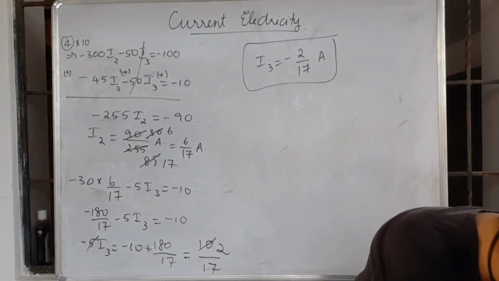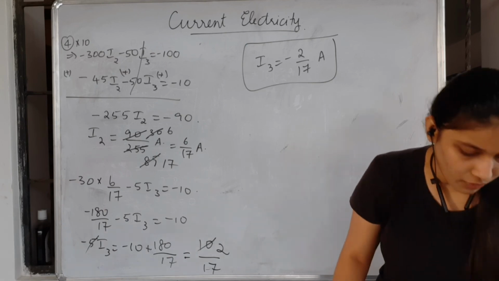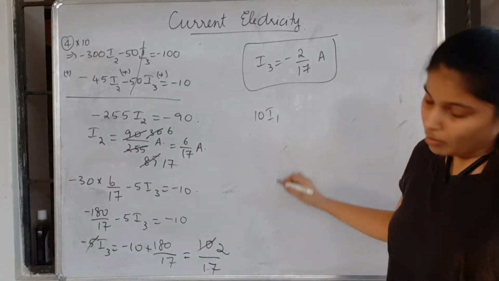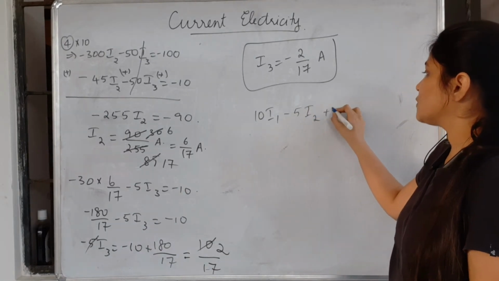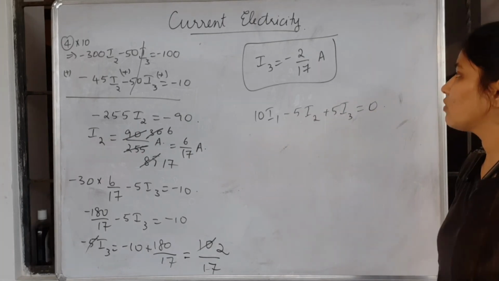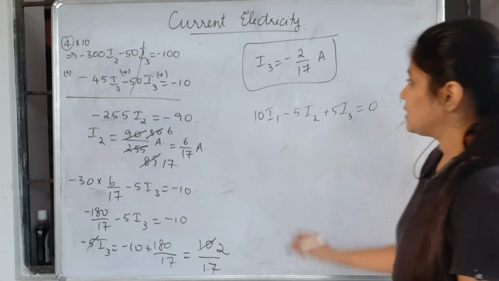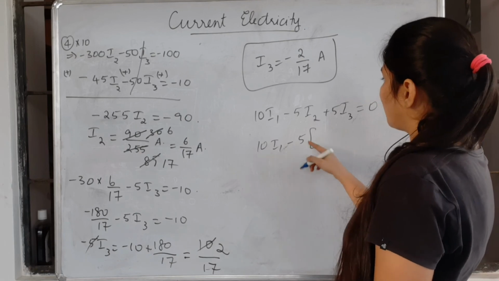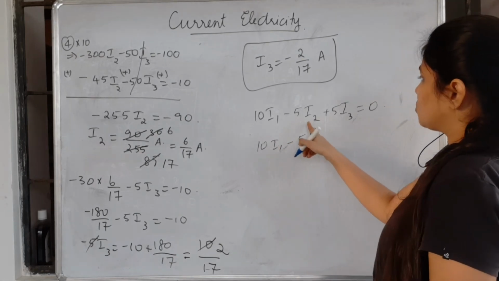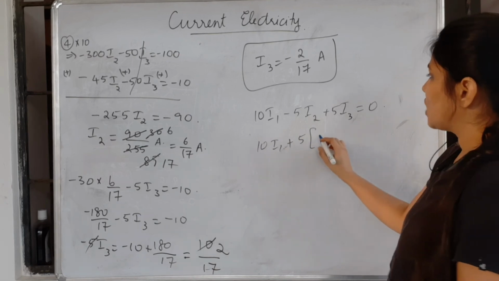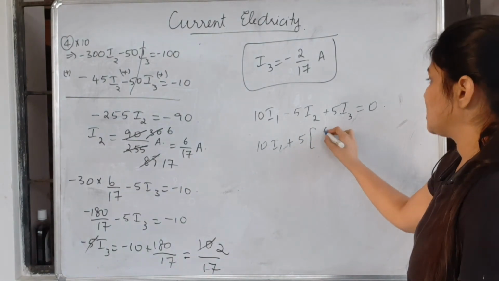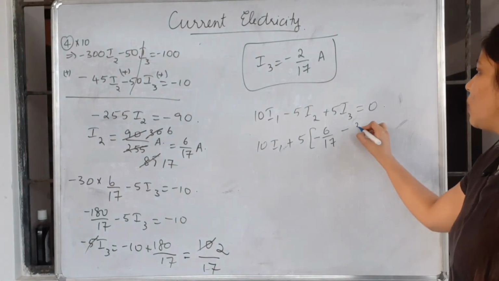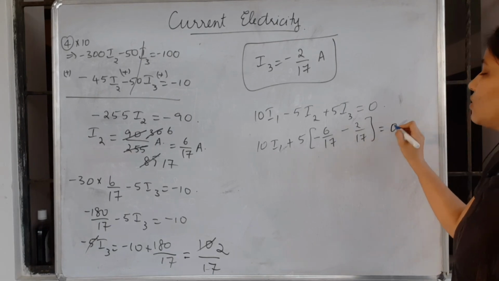So what is the equation for I1? Now substitute I2 and I3 in I1. The first equation, I have erased it, but it's there in the book. So 10 I1 minus 5 I2 plus 5 I3 equal to 0. In this equation, you substitute for these two. So what will I get? 10 into I1 minus 5 into, let me take plus itself, no need to confuse, I2, what is I2? 6 by 17, and I3 is minus 2 by 17 equal to 0.